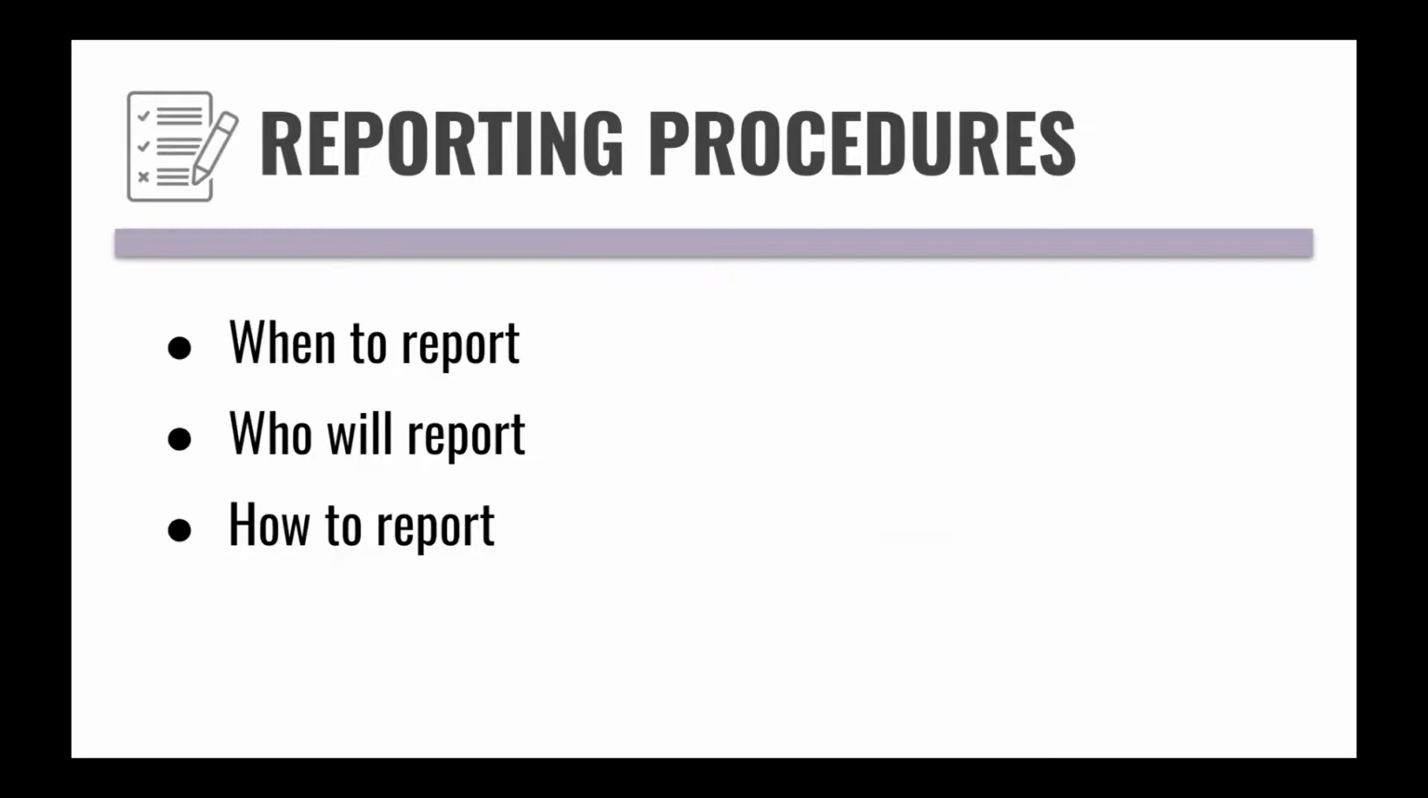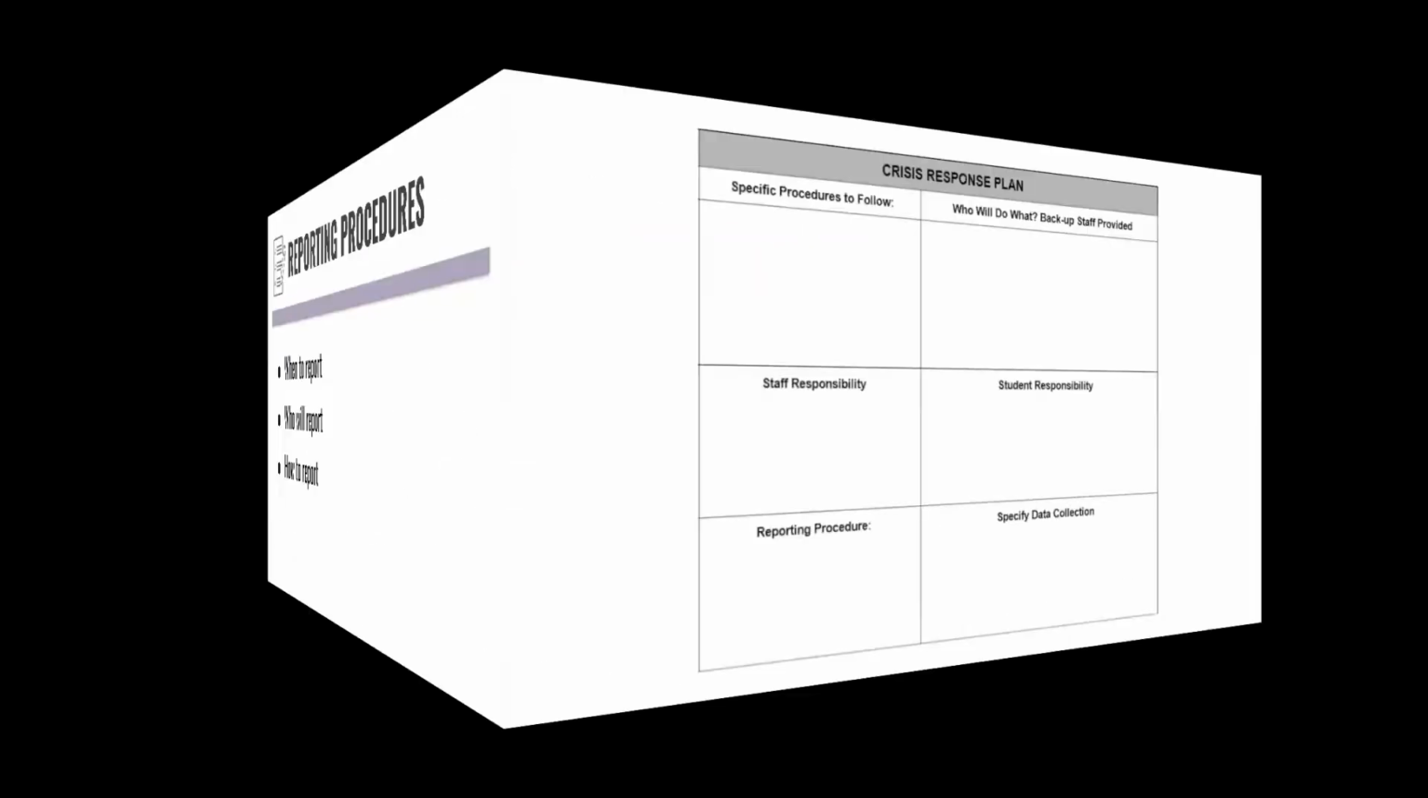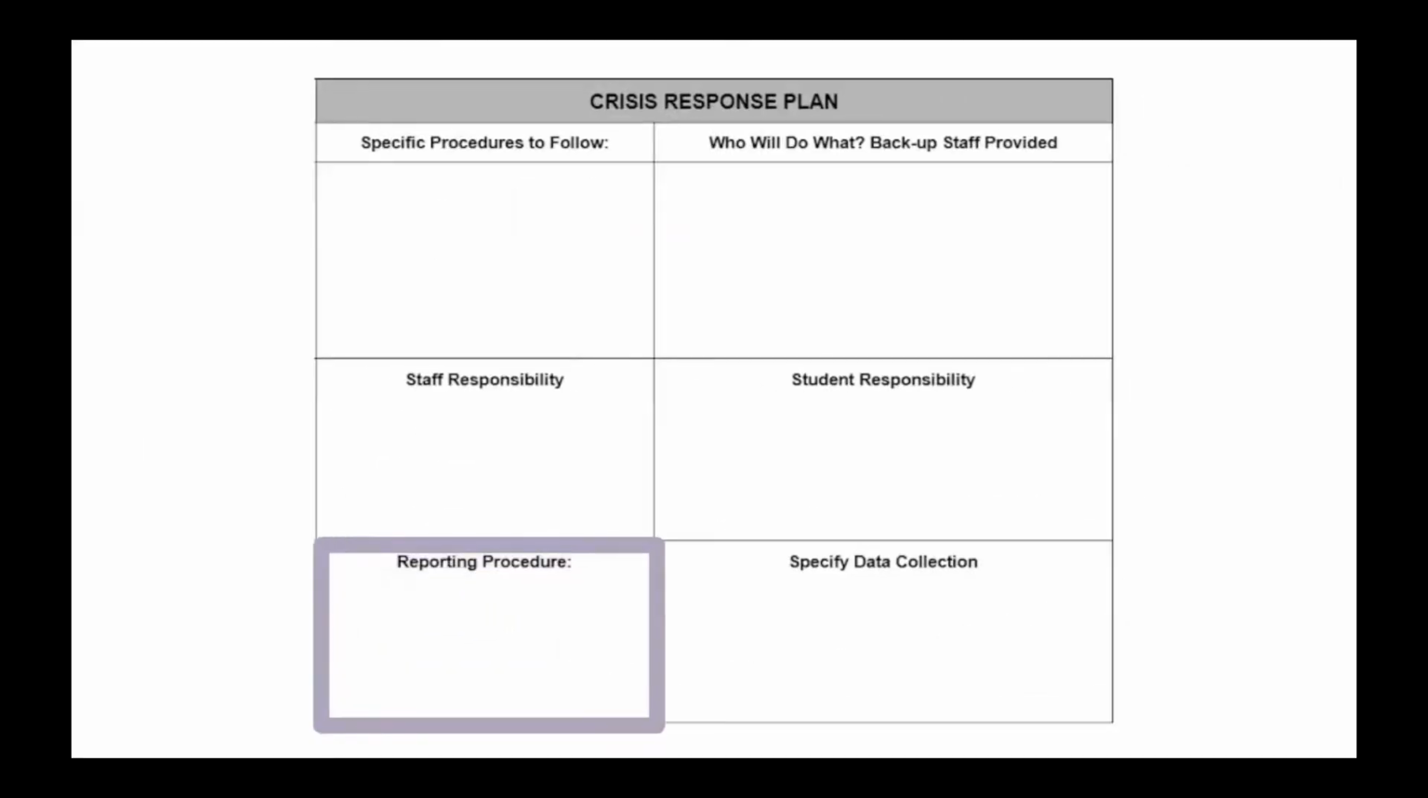There are times teachers can report the crisis, but in other situations, the administrator or counselor may be responsible for this. The team should determine how the crisis will be reported. Some districts have their own regulations for reporting crisis involving student behavior, so the team should review all these policies. Again, you can see the crisis plan template. Shown here is where to include the reporting procedures.